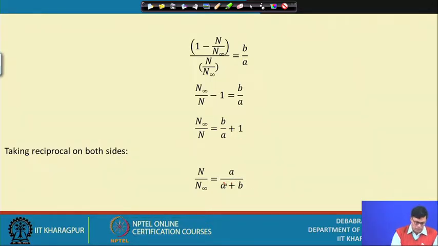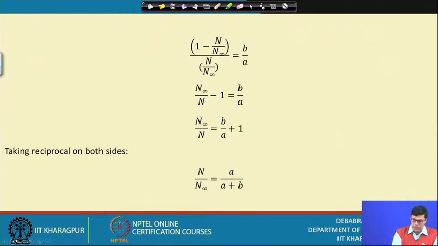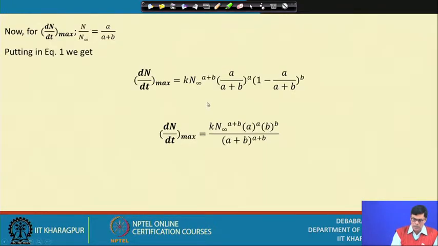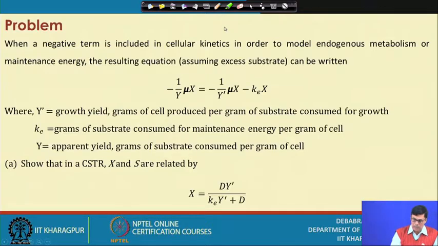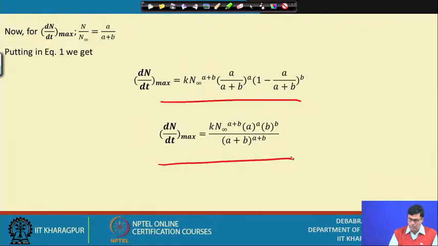Now, this thing we can put in the previous equation, whatever we have, and if we put that in, we will come across this kind of situation. Then if you simplify it, it will come like this: dN by dt maximum equals k N infinity, A plus B, A to the power A, B to the power B, over A plus B, equal to.